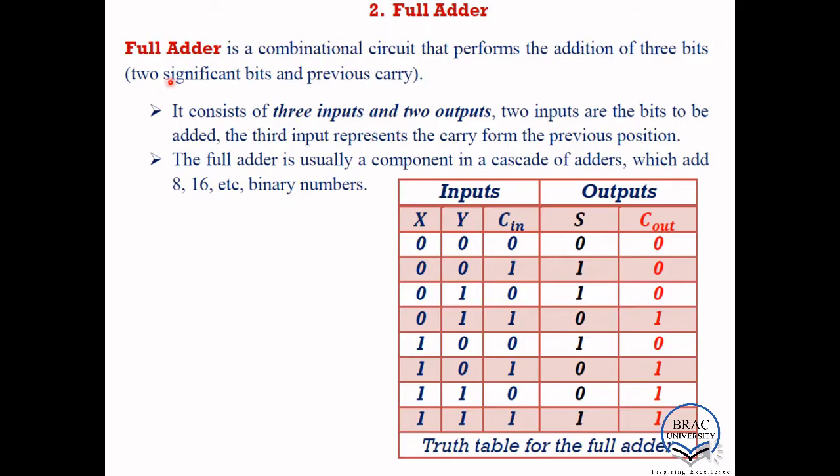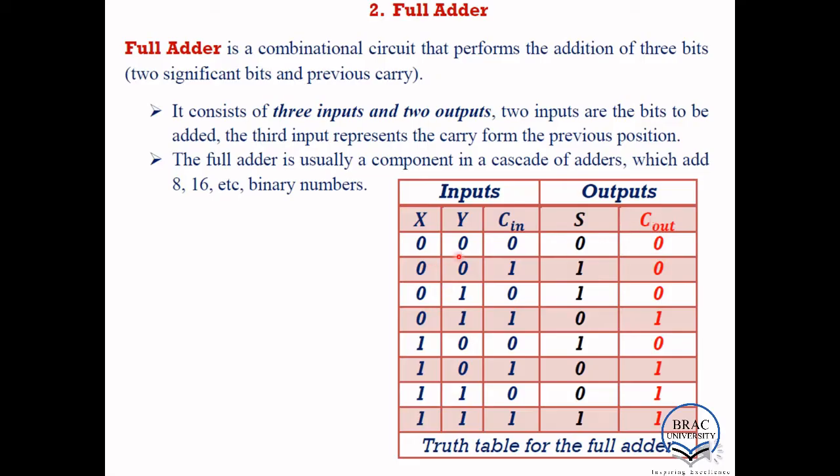Full adder. A full adder is a combinational circuit that performs the addition of 3 bits: 2 significant bits and the previous carry bit. It consists of 3 inputs and 2 outputs. 2 inputs are the bits to be added, and the third input represents the carry from the previous position. The full adder is usually a component in a cascade of adders which add 8, 16, etc. bit binary numbers. So we have 3 inputs, 2 inputs and 1 carry from the previous bit, and the outputs are sum and carry.